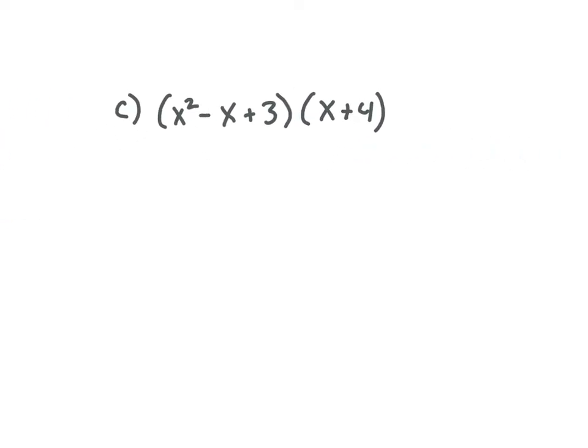All right, next one. What do we do here? We just have to make sure all of our terms in our first parentheses get multiplied to all the terms in our second parentheses. So x squared times x is what? X squared times 4, plus 4x squared. Then negative x times x, minus x squared. Negative x times 4, negative 4x. 3 times x, 3x. And 3 times 4, 12. Now we just have to combine all the like terms.